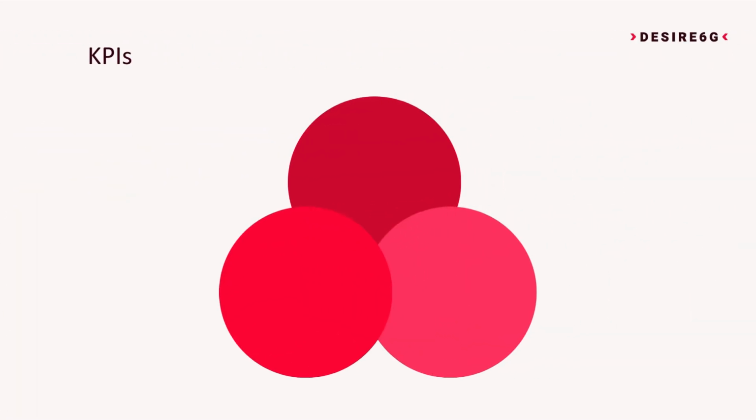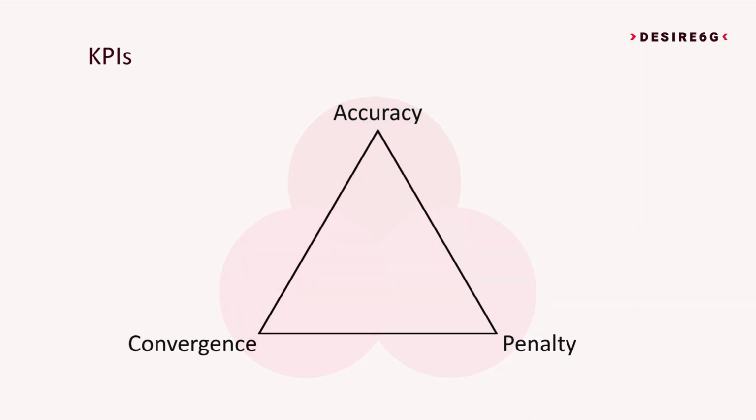To evaluate our solution, we rely on 3 key performance indicators. First, accuracy, which reflects how precisely we detect performance variations. Then, penalty, which measures the overhead our monitoring introduces, ideally as close to 0 as possible. And finally, convergence, which tells us how quickly the system can perform a measurement. Improving one KPI often reduces the performance of the others as they compete for resources. Balancing these KPIs is essential for optimal monitoring without disrupting the observed program.